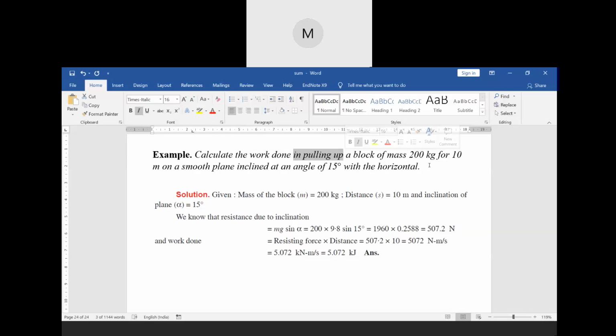And this mg sin alpha thing is the force. So if this thing is the force, you just find out the force like mg, 200 into 9.8 into sin alpha. Alpha is what? It is given as 15 degree. Now look, suppose the angle is given 15 degree with the vertical, so what will be the alpha then? Can you tell me? Now in place of horizontal, if it is given 15 degree with the vertical, what will be the answer?